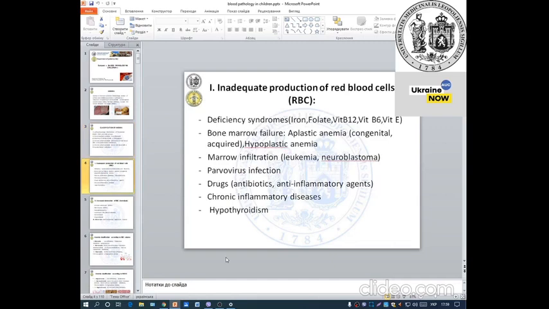The first group, with inadequate production of red blood cells, includes deficiency syndrome, for example, iron deficiency, folate, vitamin B12 deficiency, bone marrow failure, aplastic, hypoplastic anemia, marrow infiltration, for example, leukemia, neuroblastoma, chronic inflammatory diseases, hypothyroidism.